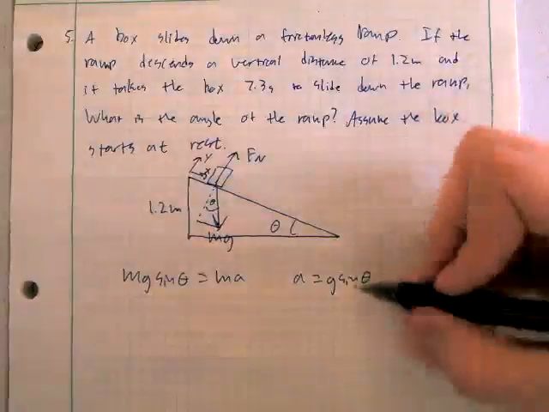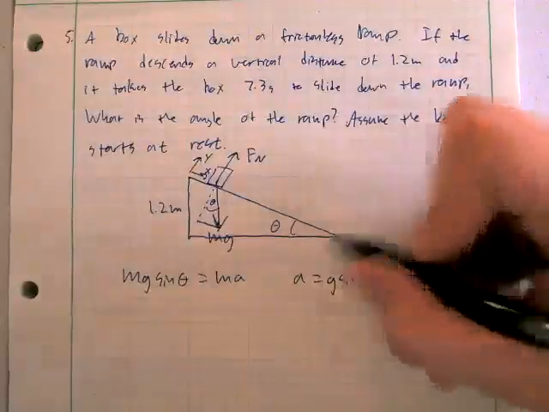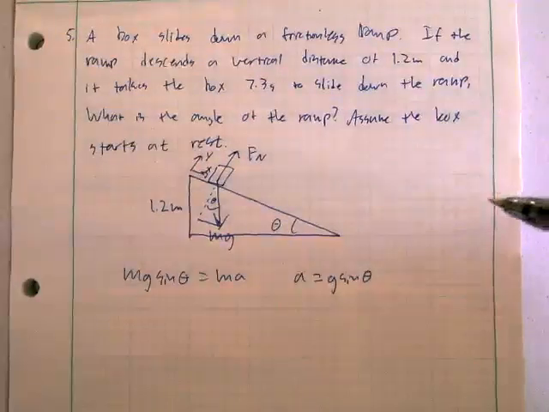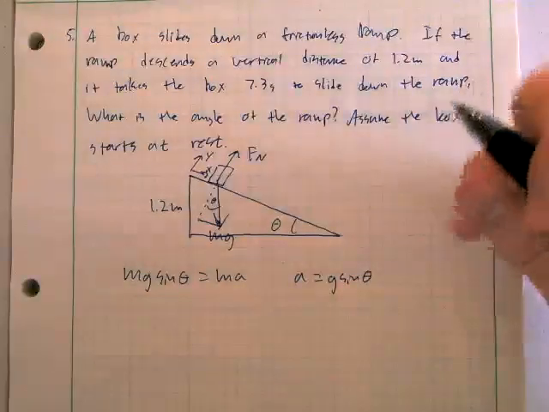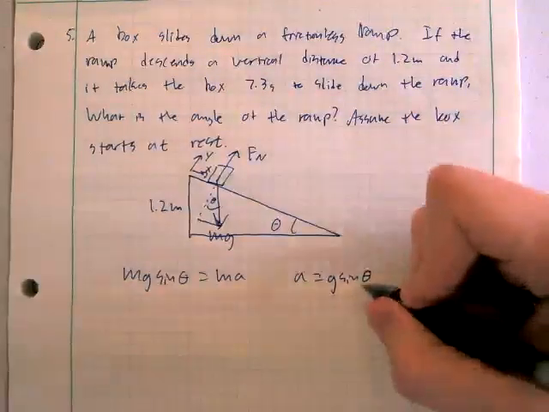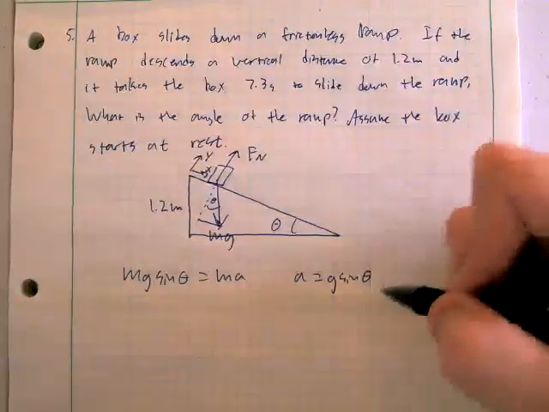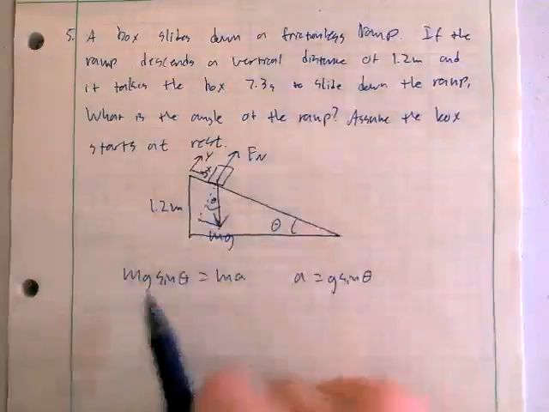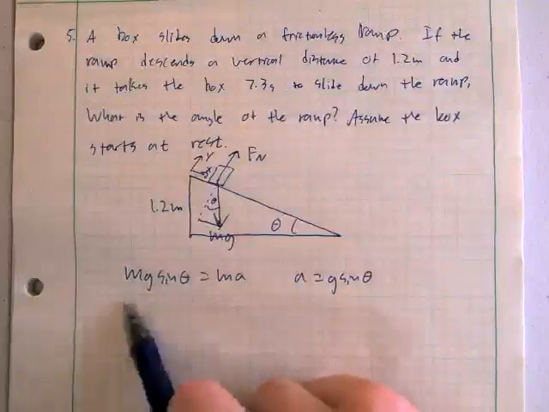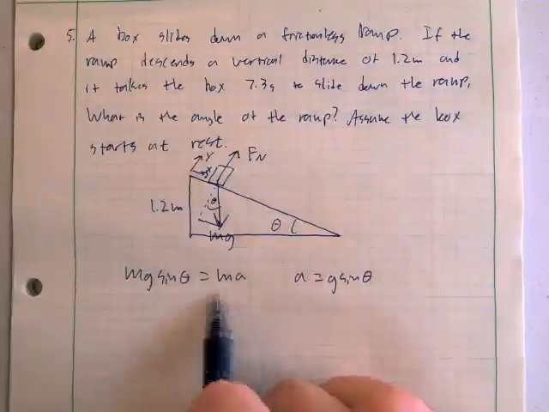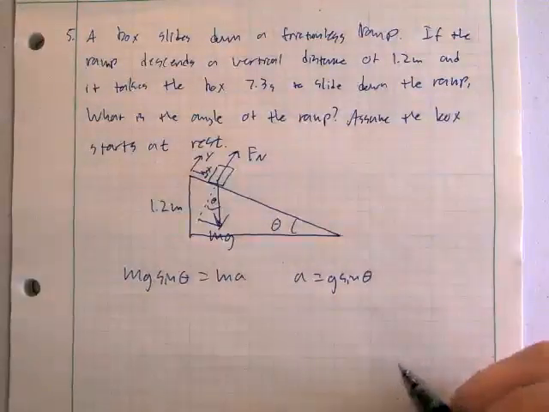So now that we have this, we know what our acceleration is going to be, at least in terms of this angle. But we don't know exactly what the angle is yet. But how can we set up a kinematics problem now to figure out this angle? So we've done our Newton's second law. We have our F net in the x direction equals our mass times our acceleration. So let's go ahead and move on.